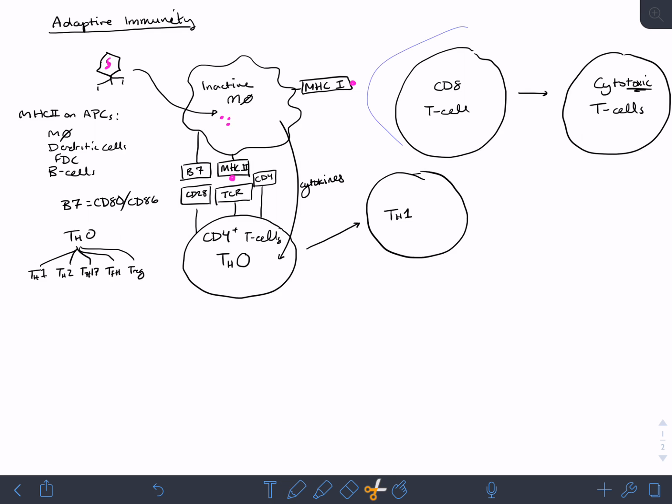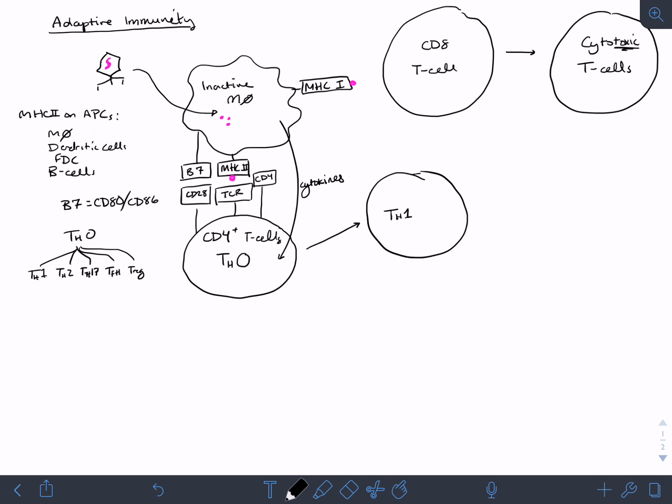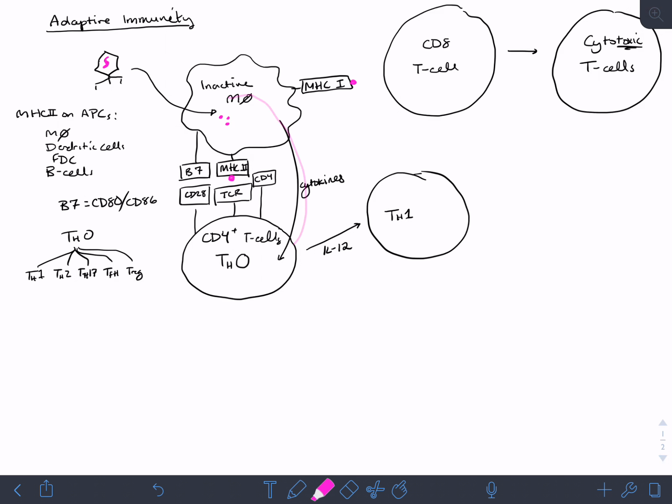And I need to move this out of the way. Okay? So in order to create a T helper cell, the cytokine that we use is IL-12. So you use IL-12. IL-12 is released from the macrophage to the TH0. So it goes right here. And that's going to cause the TH0 to become TH1.